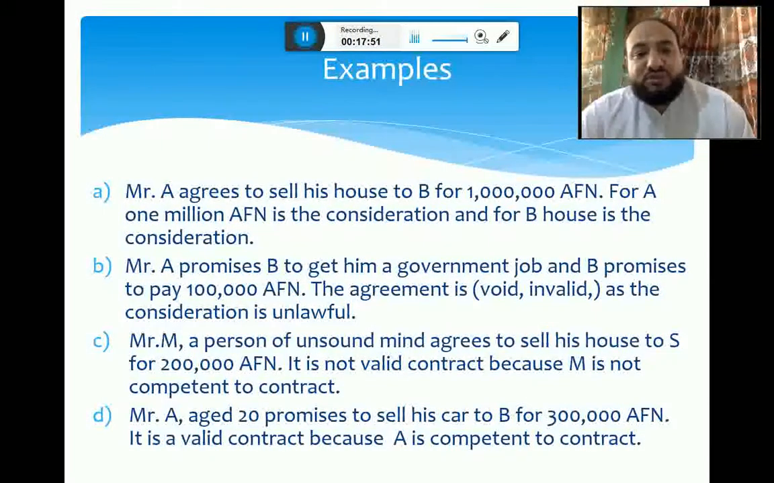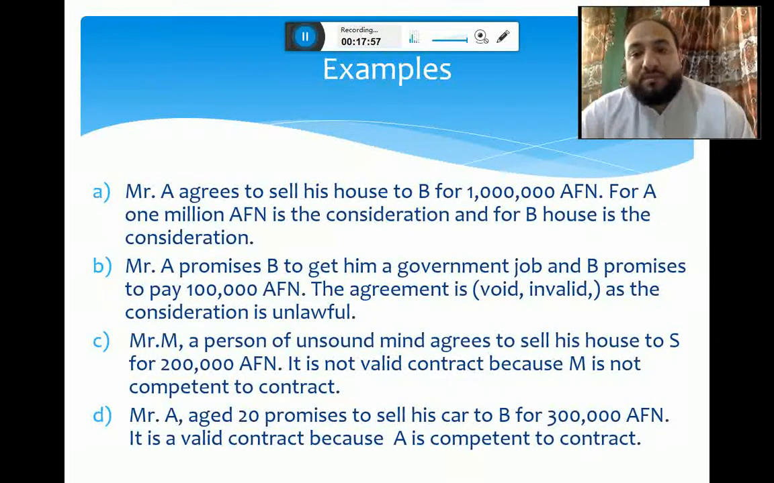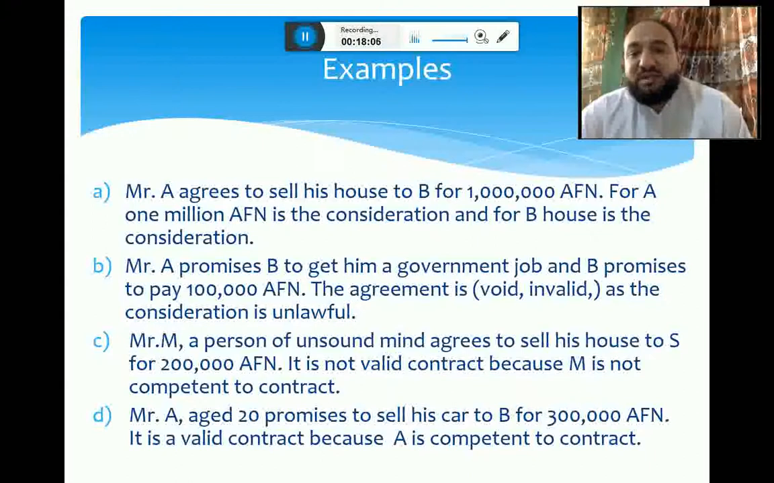Mr. A, or Ahmad, promises to Bilal to get him a government job, and Bilal promises to pay 100,000 Afghani. This agreement is void or invalid as the consideration is unlawful.